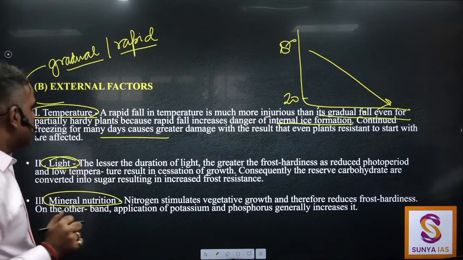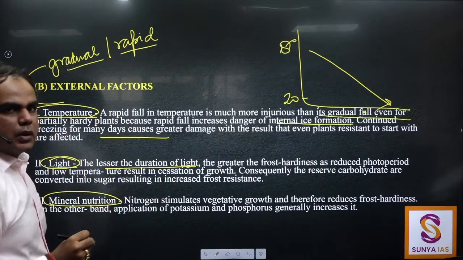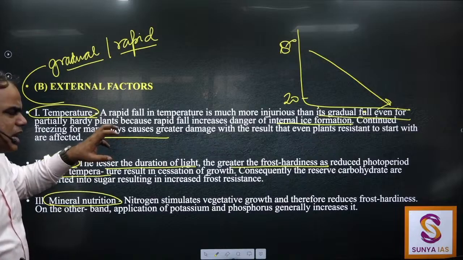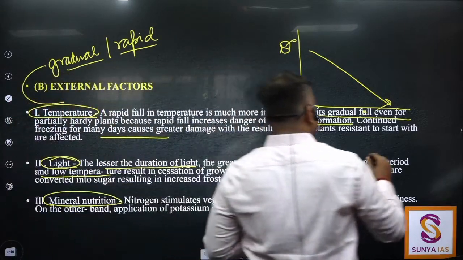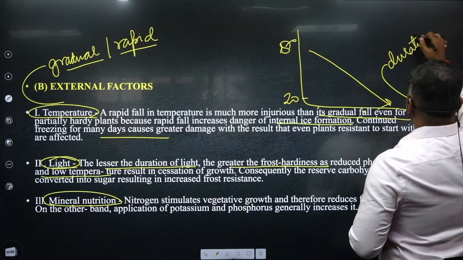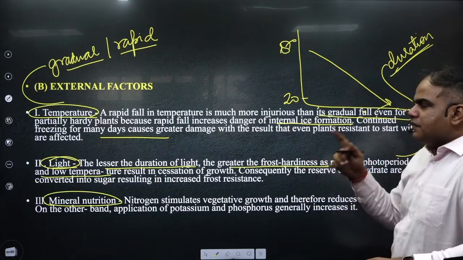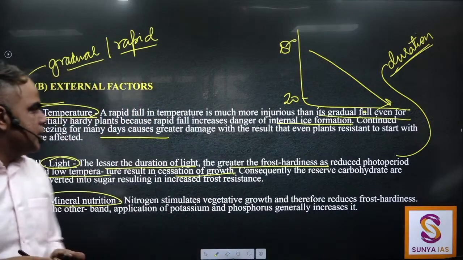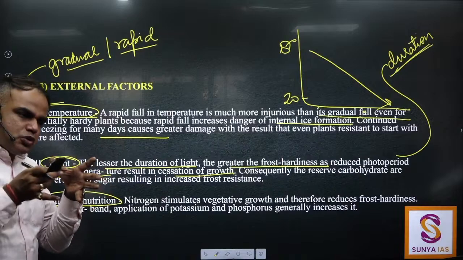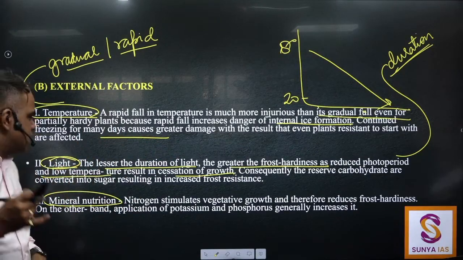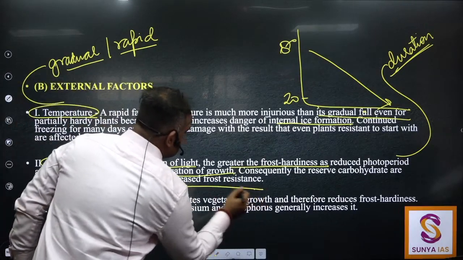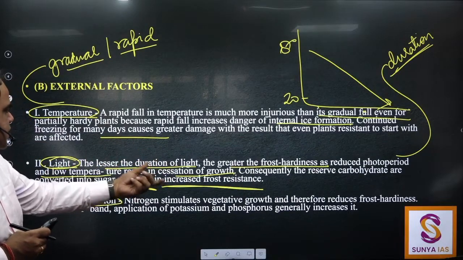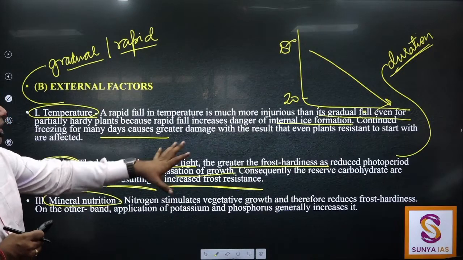Second, when we are talking of light, the lesser the duration of light, the greater is the frost hardiness. Because if there is a reduced photoperiod, remember, photoperiod is related to the duration of sunlight. If this is already very less, and the temperature is also very less, it will lead to cessation. Cessation means stopping the growth. So if the growth does not happen, whatever carbohydrates are stored, remember C6H12O6, this is converted into sugar, which means increasing frost resistance. So whatever was already stored is going to be consumed, which will lead to higher frost resistance. So the lesser the duration of sunlight, the greater the frost hardiness.